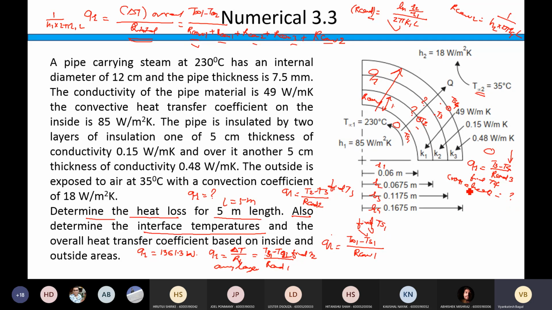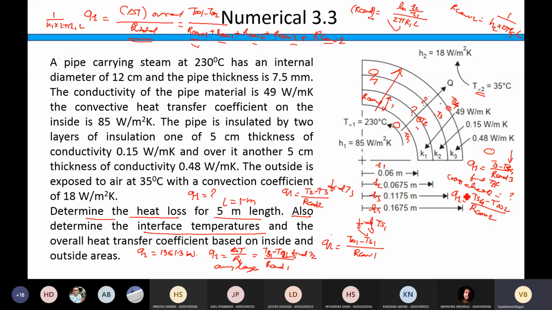How to cross check? You will use the equation for the convection on the outer side. So write down QR is equal to TS. We have found this is TS4 and not T4. Make it TS4, surface temperature. We have used notation TS. So this TS4 temperature minus T infinity 2 divided by R convection 2, right?